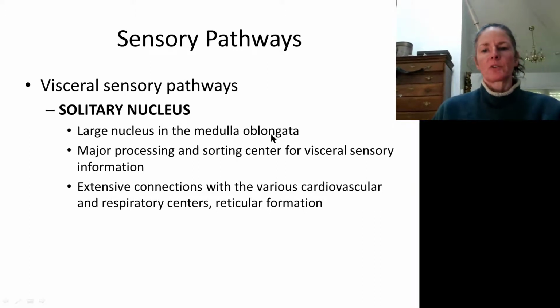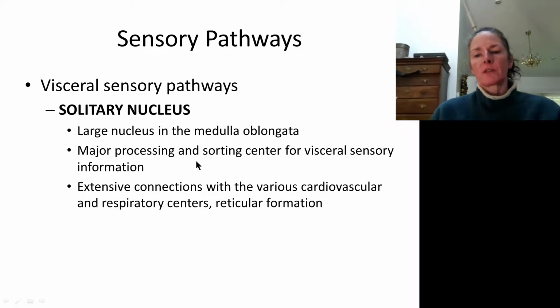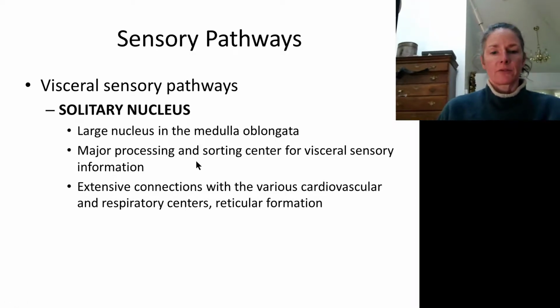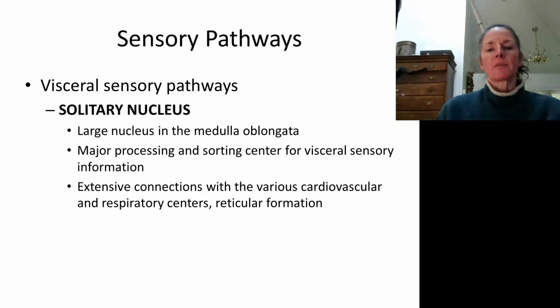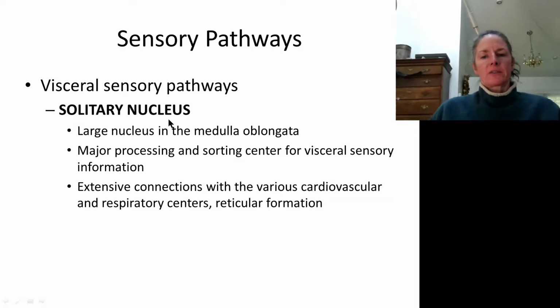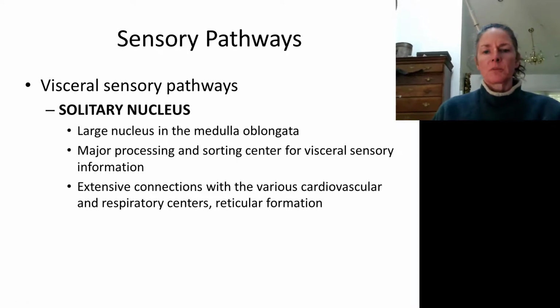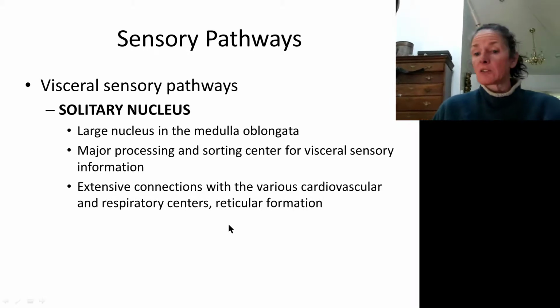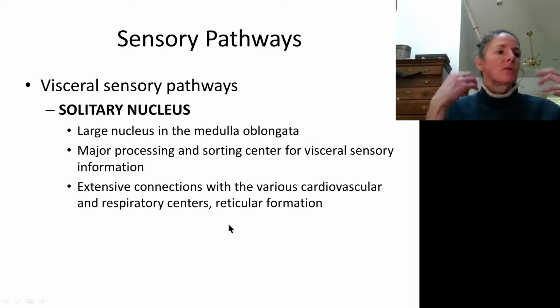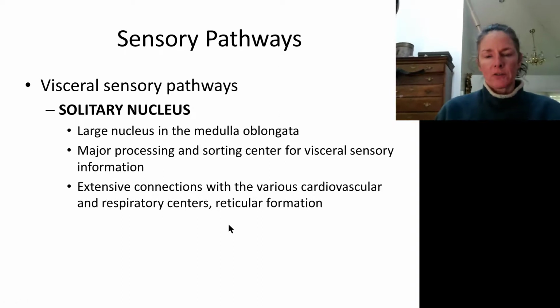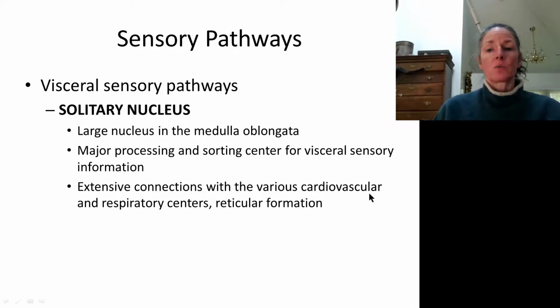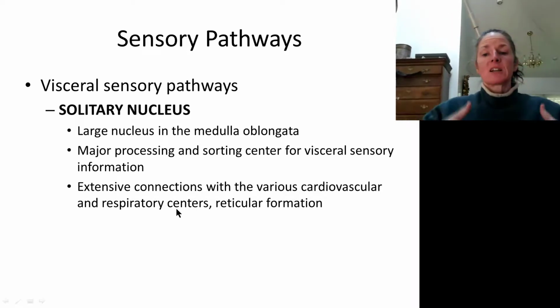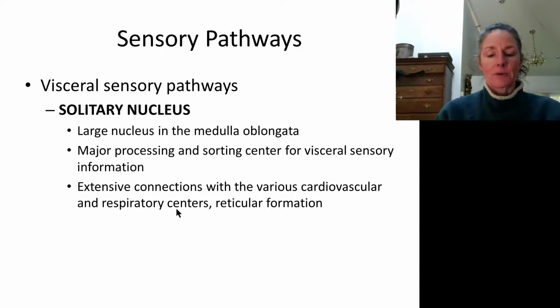And this is that nucleus we saw in the medulla oblongata. And this is going to process and sort information for visceral sensory information. Because visceral reflexes and visceral stimulation are going to be strongly linked to states of awareness and the autonomic regulation of these things, we're going to have extensive connections of the solitary nucleus with the cardiovascular and respiratory centers in the medulla oblongata, with the reticular formation, which spans the entire brainstem.